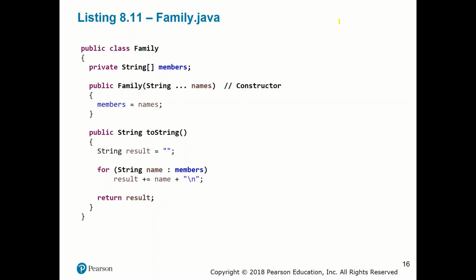This example is from the textbook. This example shows that the constructor also can have variable length parameters like this. And this class has one array as a member variable and a toString method. And I will show how this constructor is called.